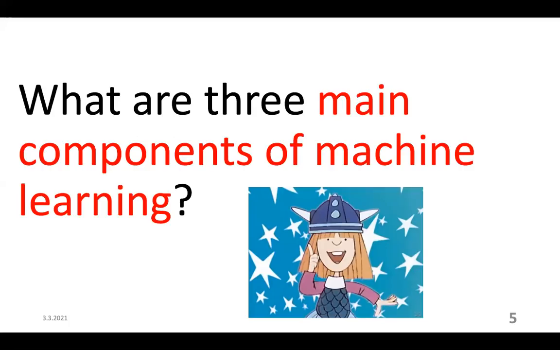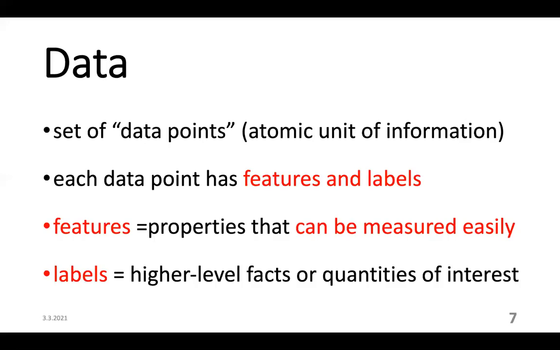So we have data, the first component. The second component is a model, and we will talk about how to choose a good model today. And the third component is the loss function. First, data. Data I define as a set of data points. Data points can be anything, just an atomic unit of information. A data point is characterized by various properties. Some properties are easy to measure in an automated fashion.